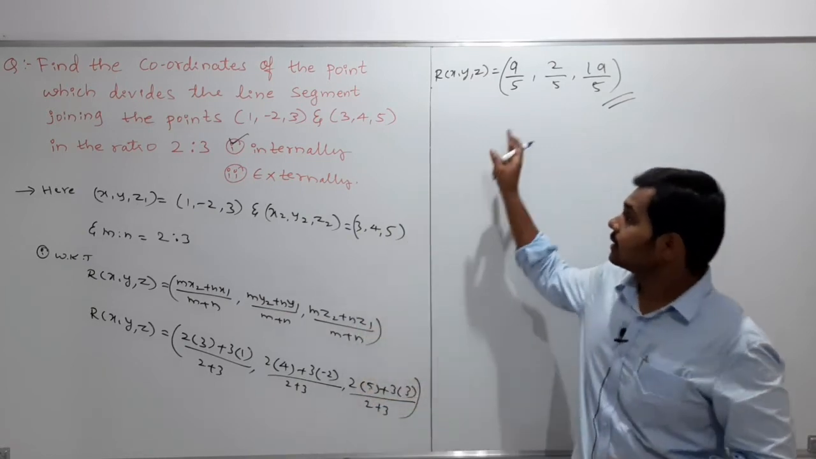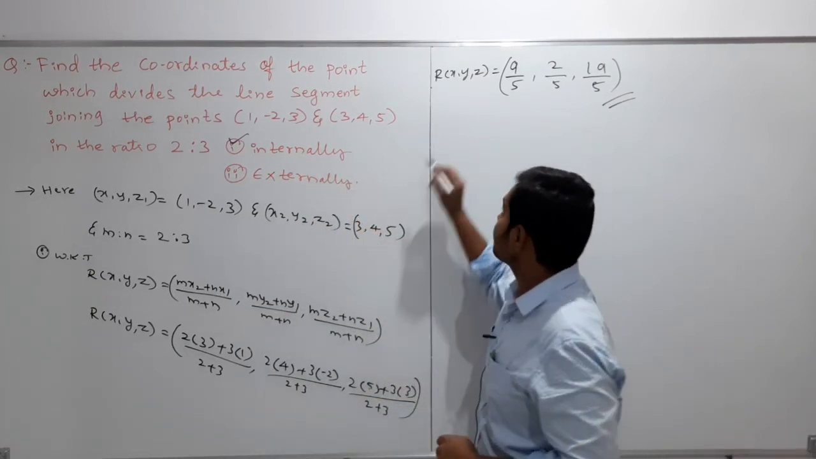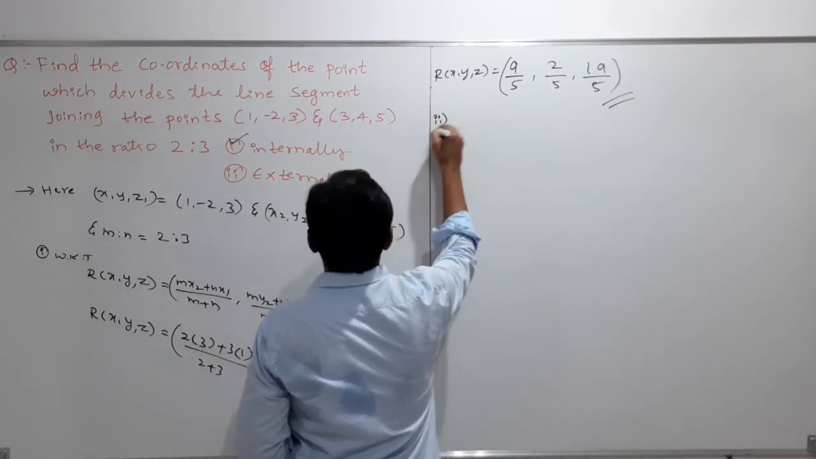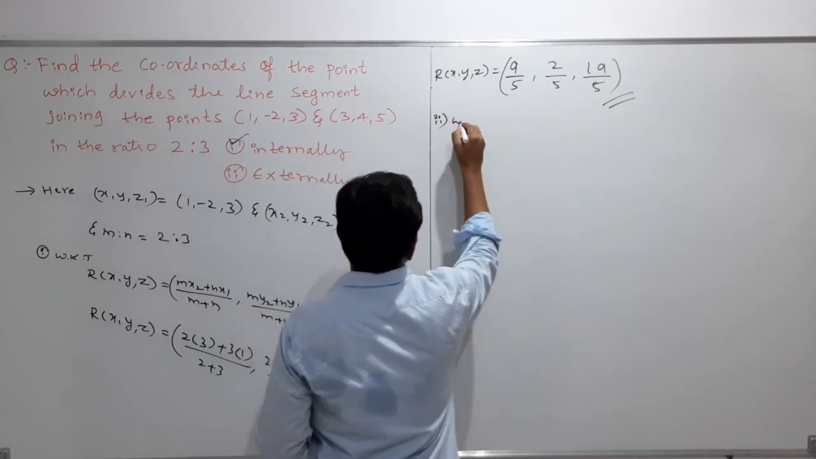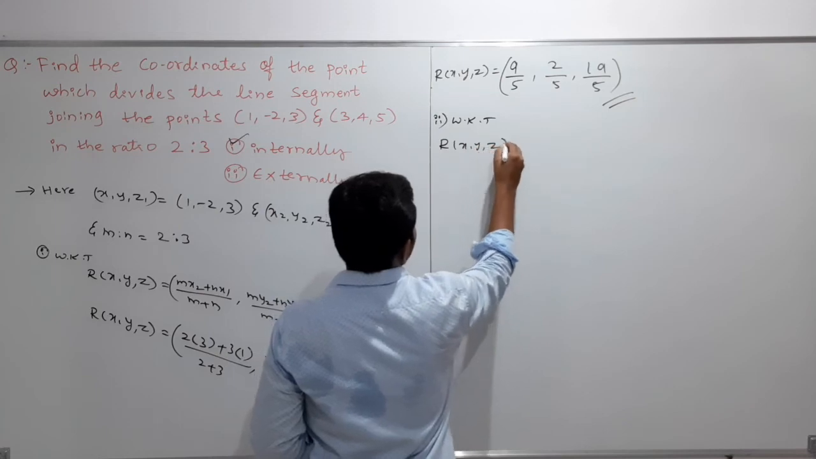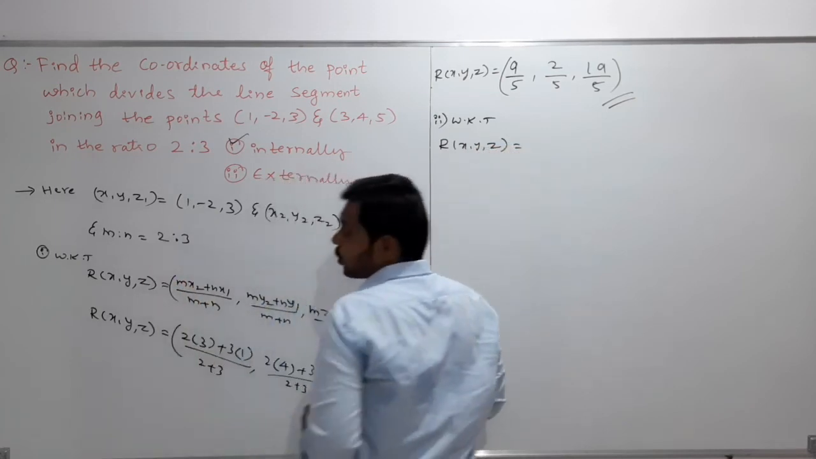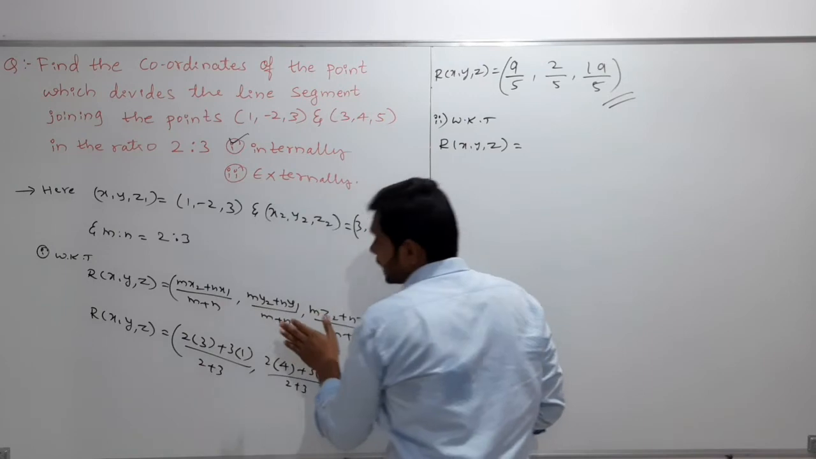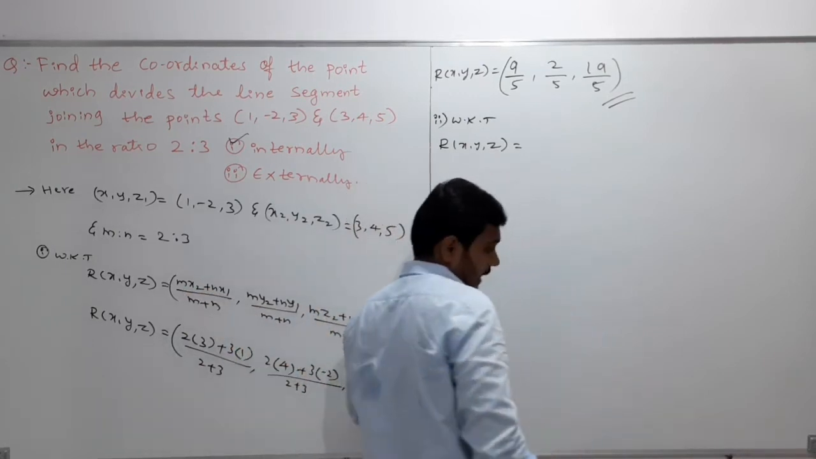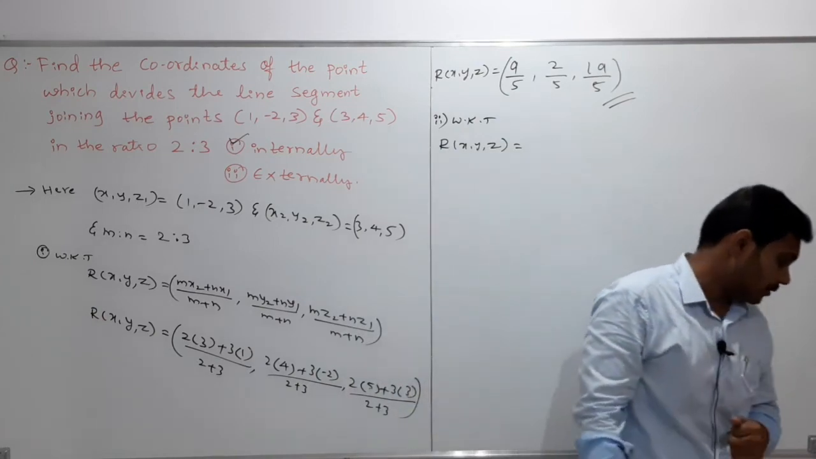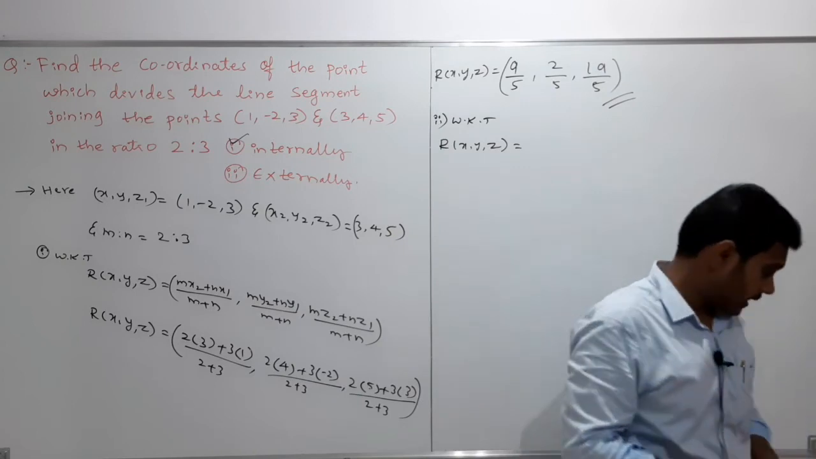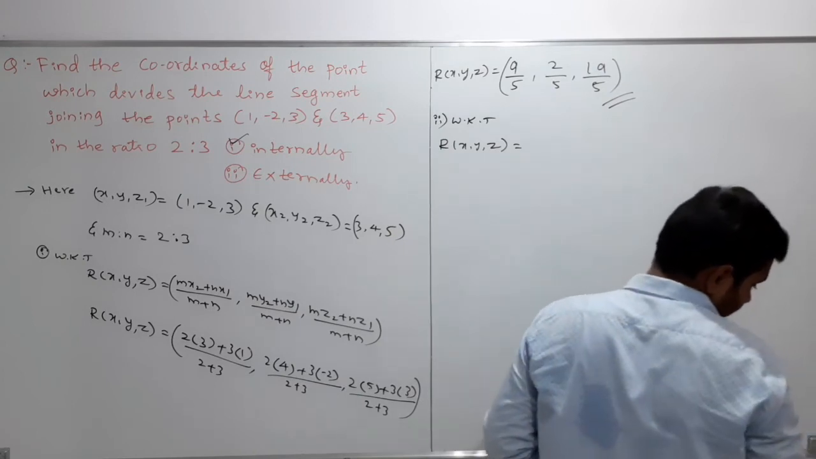Further simplify. Next is the external case, which I am going to discuss now. The second one is externally. Again we know the formula: R(x, y, z) for external division is whatever we have for internal, but remove the plus sign and write the minus sign. Understood? So practice and solve that one.